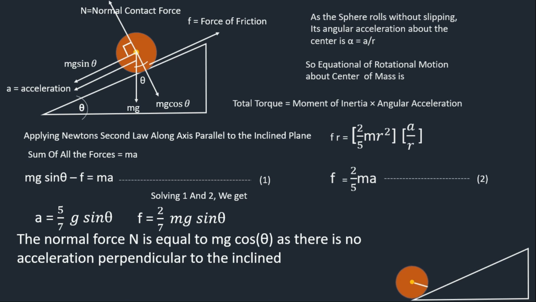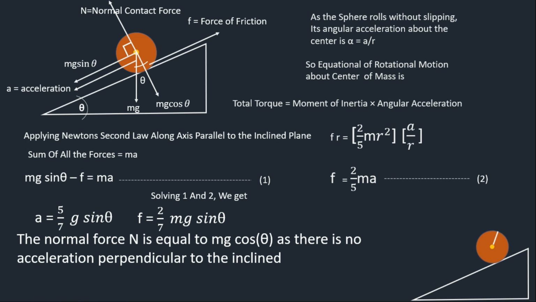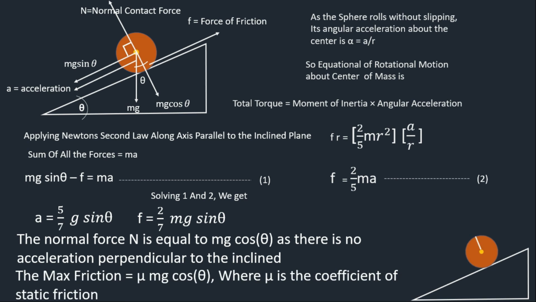So the normal force is equal to m g times cosine theta. Why? As there is no acceleration perpendicular to the inclined plane. So what we can say is that the weight component perpendicular to the plane balances the normal contact force. The maximum friction is equal to mu times the normal contact force, that is mu times m g cos theta, where mu is the coefficient of static friction.